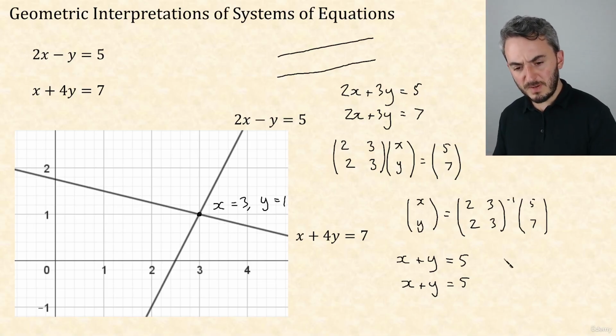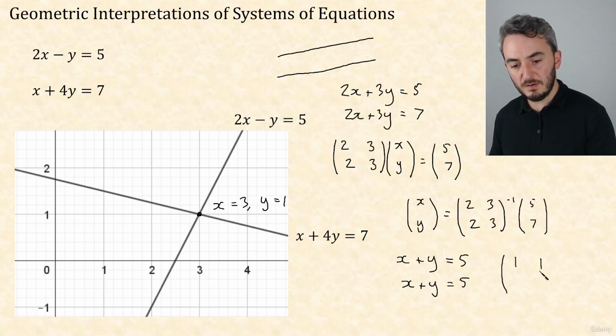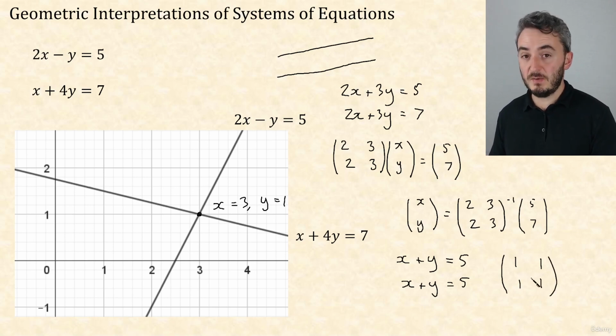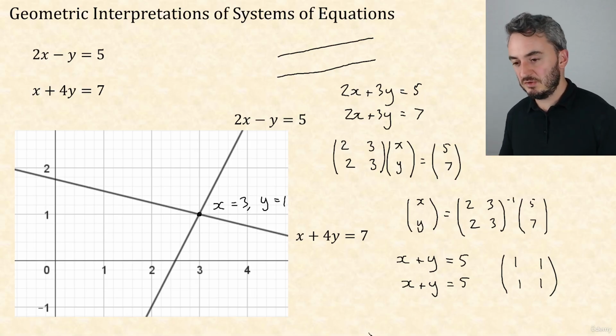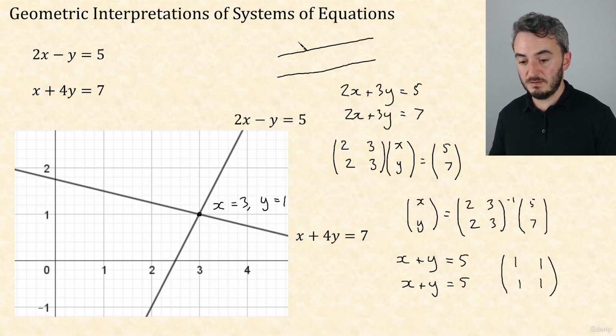But look, the matrix corresponding to that is 1, 1, 1, 1. And that also has no inverse. So a matrix with no inverse indicates that it isn't just a simple case of things intersecting at a unique point, but it could either be no solutions or infinitely many solutions. Now let's jump over to the 3 by 3 case.